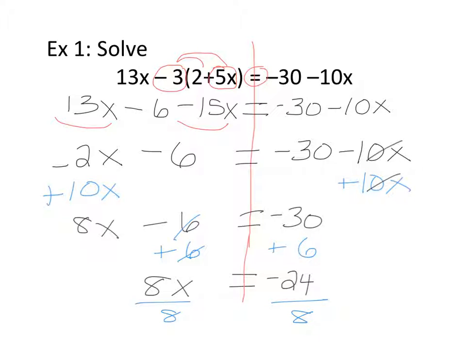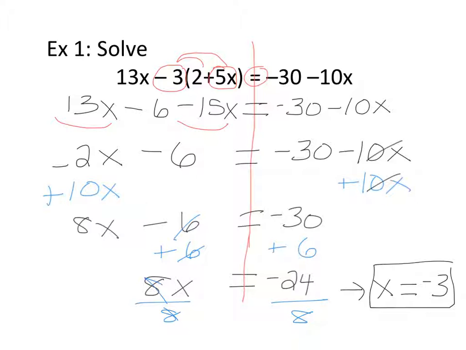Now, 8 divided by 8 gives us 1. So we're looking at, sorry, I'm out of room here. We're looking at an x on the left-hand side in equals. And it looks like negative 24 divided by 8 gives us negative 3. So x is equal to negative 3.